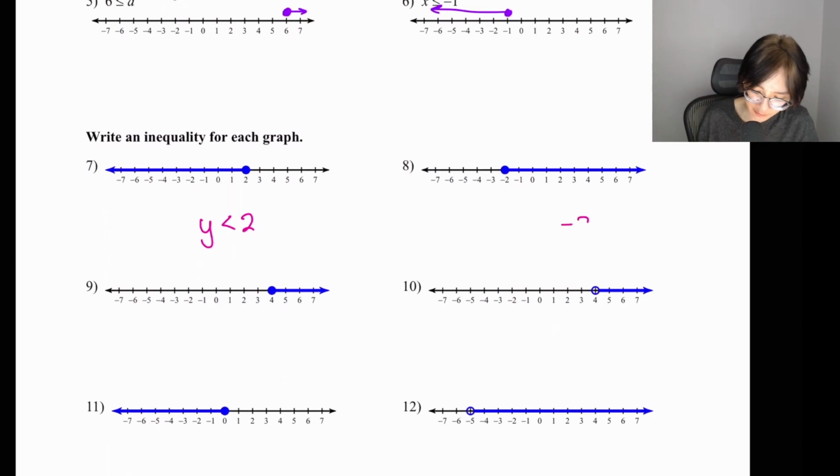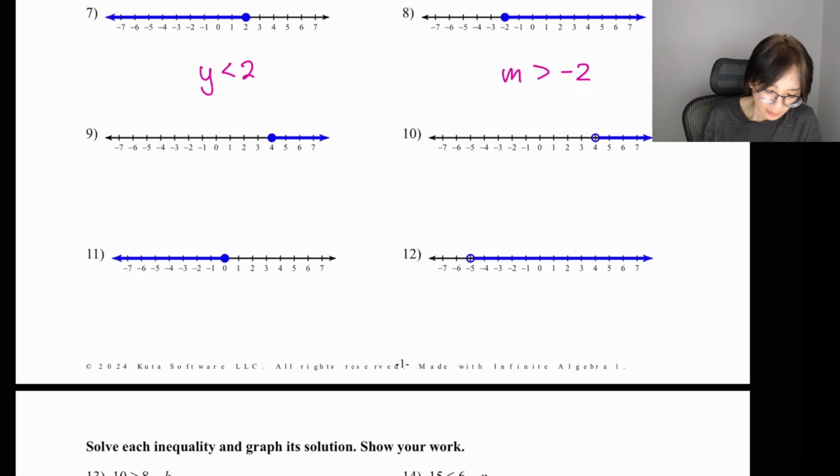You have -2 starting. It's going this direction. Choose a letter, M. Number line starts at 4, it's going this direction, choose the letter P. Or you can think about it logically. Where the number line starts at 4, 4 is the smallest number that is shaded in by the line.